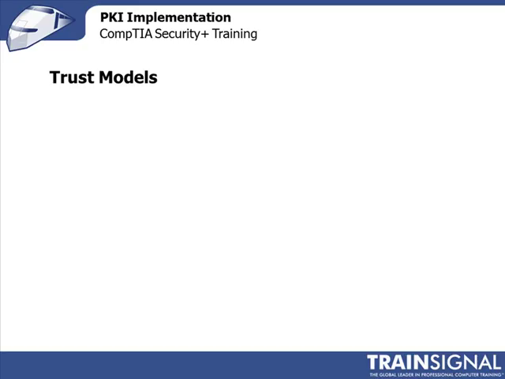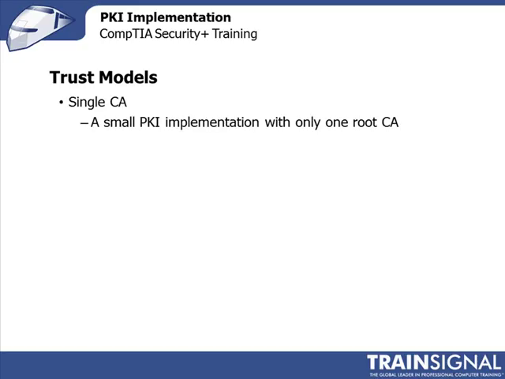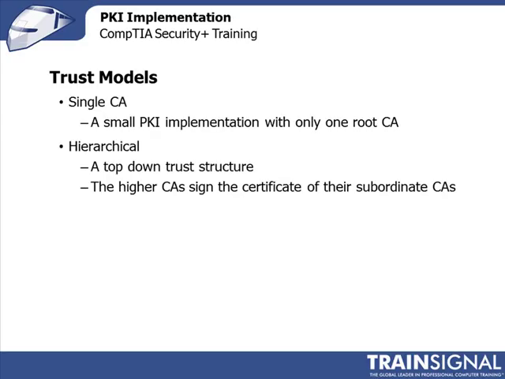PKI is very flexible and it can be implemented differently with different trust models. The simplest trust model is a single CA. This is a small PKI implementation with only one root certificate authority, and that root CA signs its own certificate. The hierarchical trust model is a top-down trust structure. The higher CAs sign the certificates of their subordinate CAs below them.